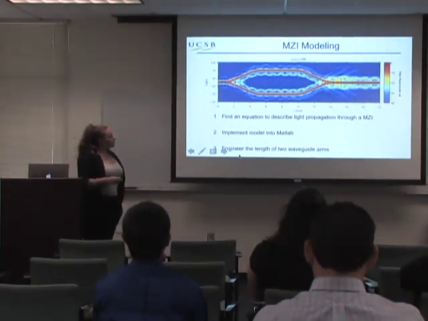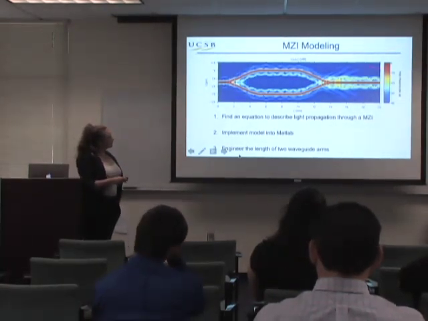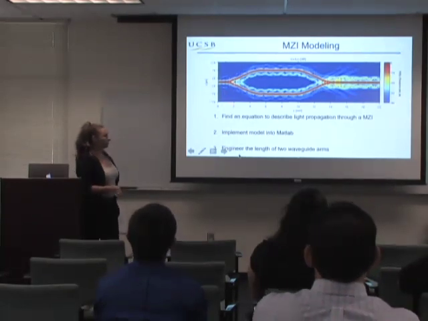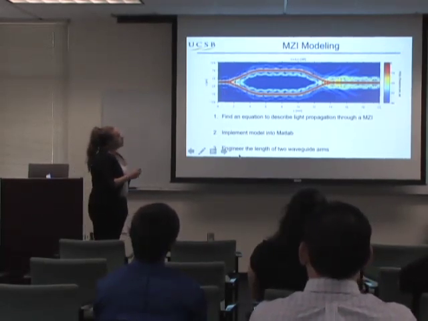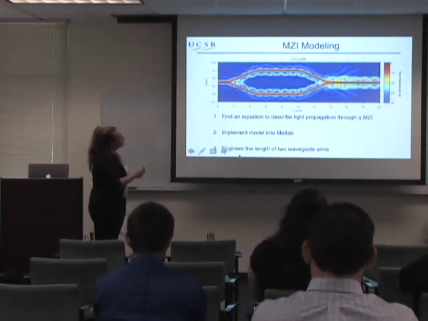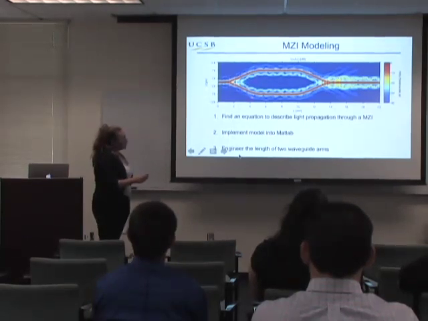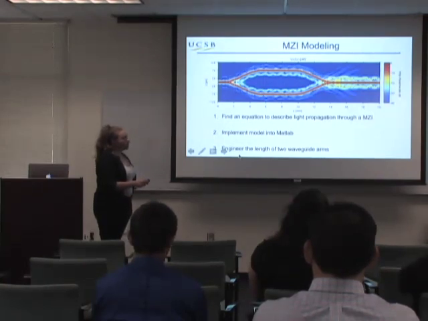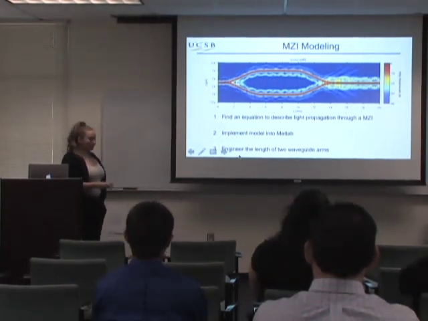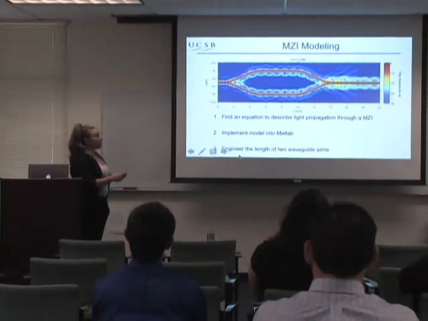And this is a simple schematic of a Mach Zehnder interferometer. The Mach Zehnder works as light propagates in one direction, and at the first Y junction, there is a split, and the light continues to travel in the two waveguides, and then is recombined at the end point. And this is the Mach Zehnder model.